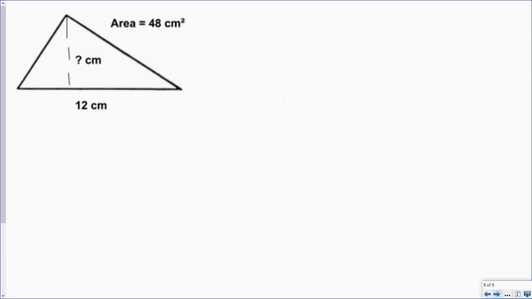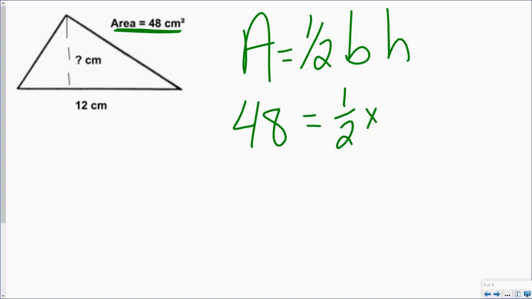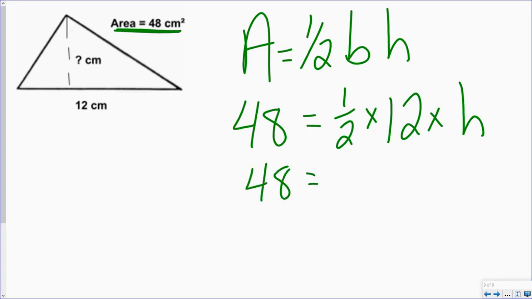Now this one is a little bit different. It gives me the area and I have to find the height. So again, I have area equals 1/2 base times height. Well, here's my area, so I'm going to put 48 in for that. 1/2 multiplied by my base, which is 12, and multiplied by h because I don't know my height yet. So now I have 48 equals 1/2 times 12, which is 6, and then multiplied by h.